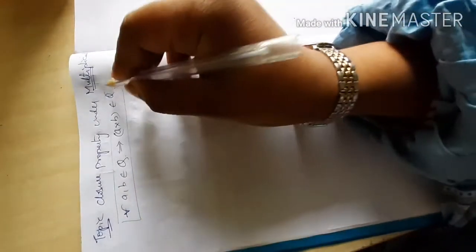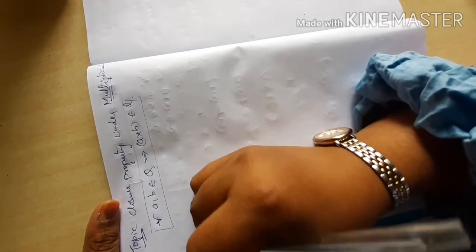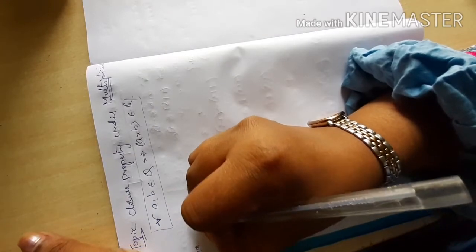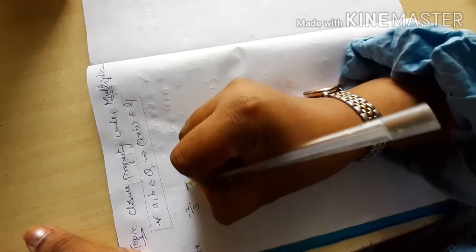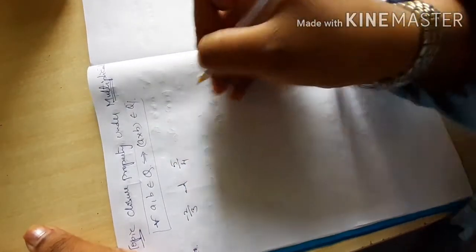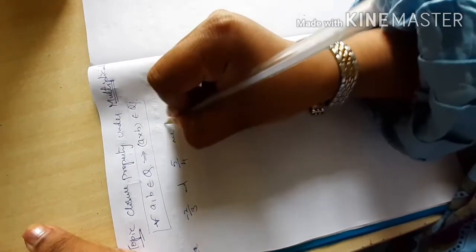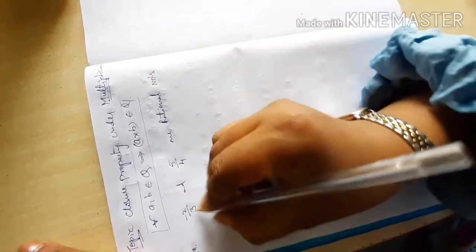Okay. Now let's take an example. Let's take any example like a is minus 2 by 3 and b is 5 by 4. These two are rational numbers. Yes or no? What are rational numbers? The numbers which are in the form of p by q. They are in p by q.